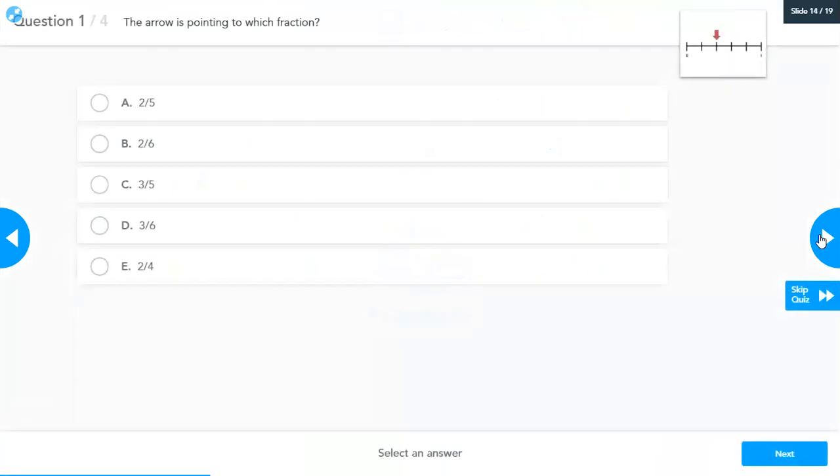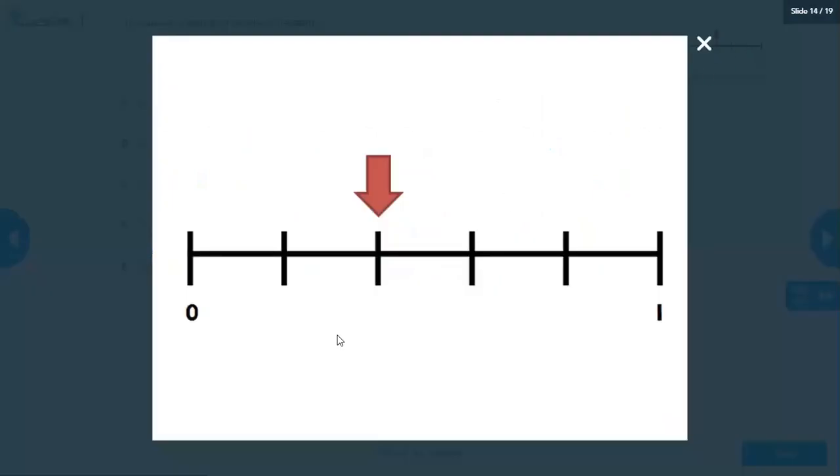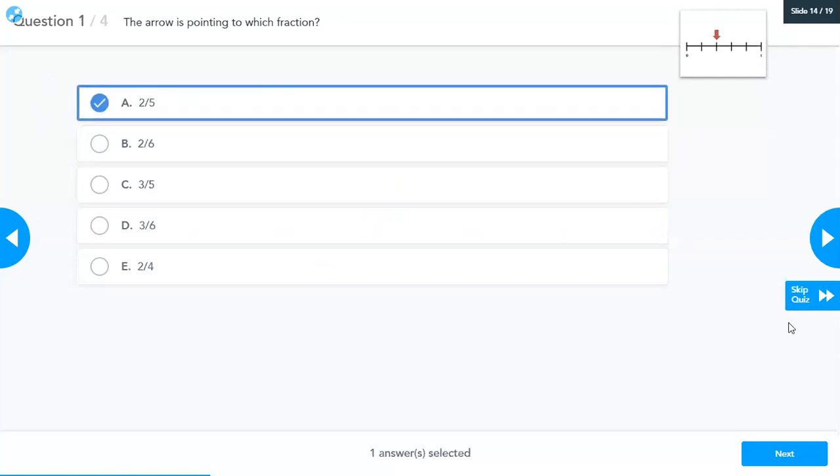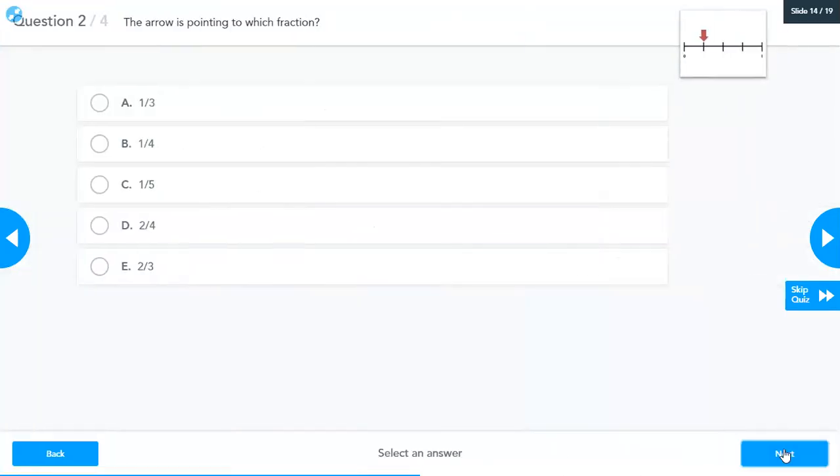The arrow is pointing to what fraction? So we have to click on this little picture over here, pull it bigger. We're going to count the total sections and then go back and see how far over the arrow is. So count with me. 1, 2, 3, 4, 5 total sections. How many sections do we count over? 1, 2, stop. I see that arrow, so I'm working with 2 over 5, or 2/5. So let's go back and find that. 2/5, and we're going to hit next.